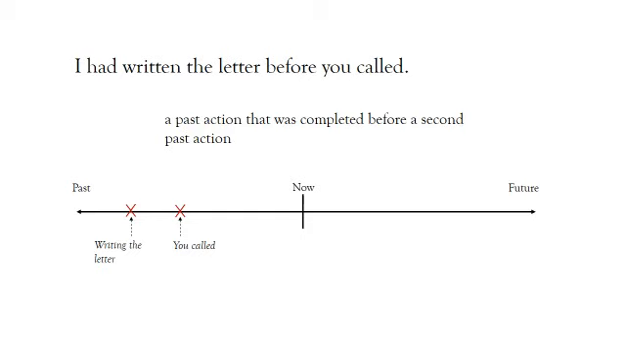So the focus is on the past, and these activities have nothing to do with the present moment. And this is called the past perfect tense, because the first action, which is in the past, had been completely done or finished by the time the second action took place. Past perfect tense.